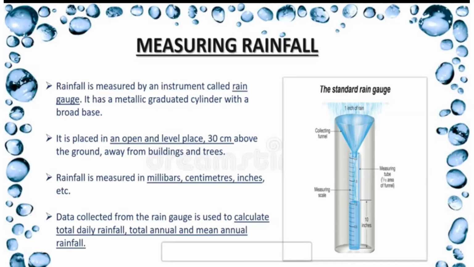This is the structure of a standard rain gauge. It is placed in an open and level place 30 centimeters above the ground and away from the building's entries. It has a metallic graduated cylinder with a broad base, and rainfall is measured in millimeters, centimeters, inches, etc. Data collected from the rain gauge is used to calculate total daily rainfall and total annual and mean annual rainfall.